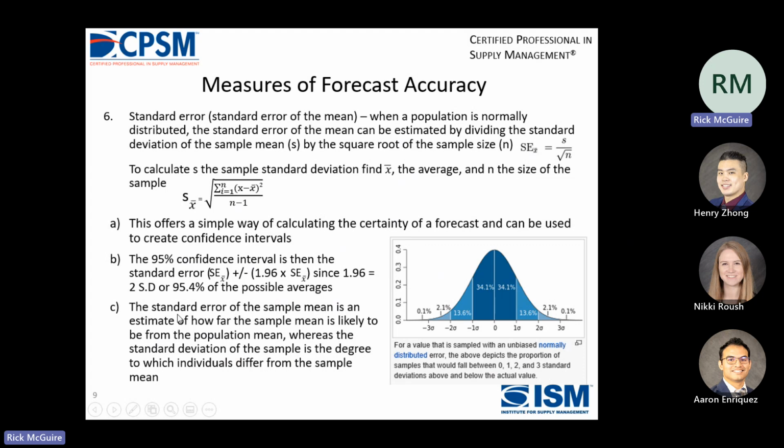It's an estimate of how far the sample mean is likely to be from the population mean. Whereas the standard deviation of the sample is the degree to which the individuals differ from the sample. So with the standard error, you're trying to estimate the population mean, not the sample mean.